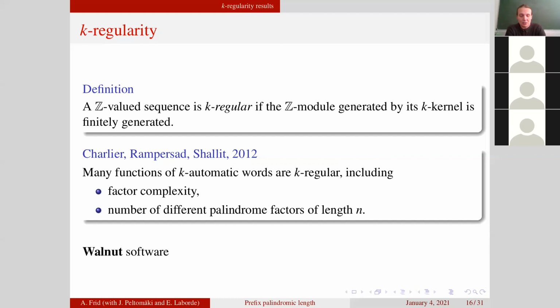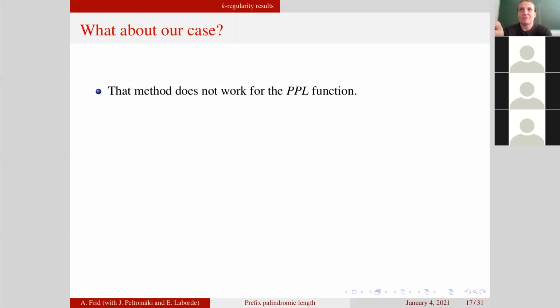Many functions can be described in some arithmetic terms. Once again, I am afraid I cannot well explain the conditions. They are quite technical, but anyway, for many functions, everything is simple. For our function, it seems that it is not. So this method, this very powerful method, does not work for this function.